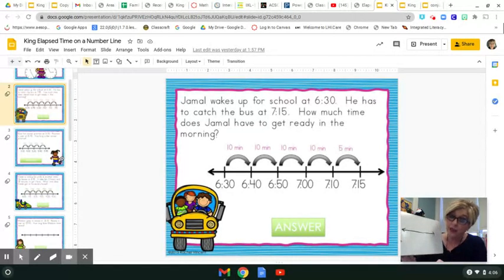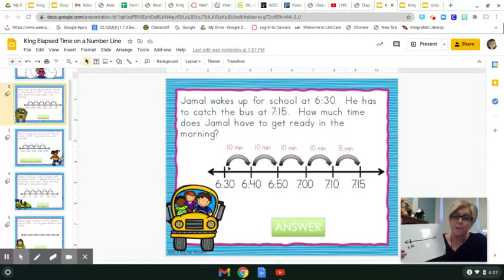Now, I know that Jamal wakes up at 6:30, so I'm going to draw a little hash mark there on my number line, and I'm going to write that time in, 6:30, okay? And I know he needs to get on the bus at 7:15, so I need to know how much time he has to get ready.